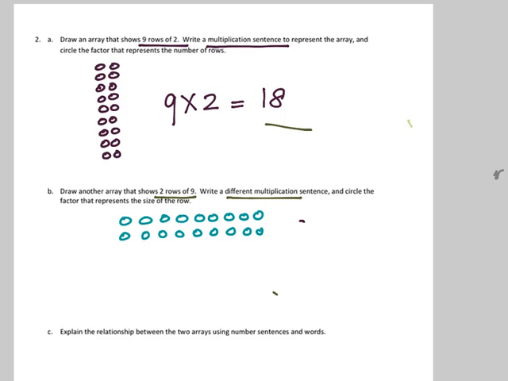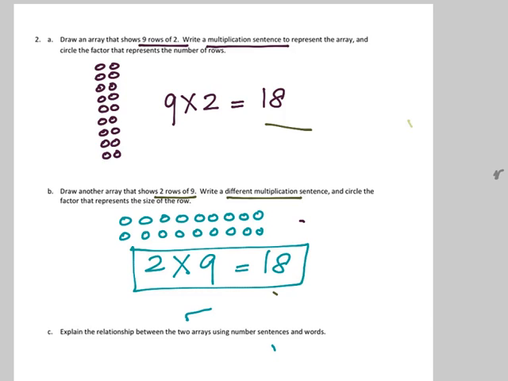How many groups are there? So this is one group and this is one group. So there are 2 rows of 9. So 2 rows of, that means 2 times. Size of one row is how much? 9. So 2 times 9 equals 18. So this is the different multiplication equation. Let's move on to the next question.